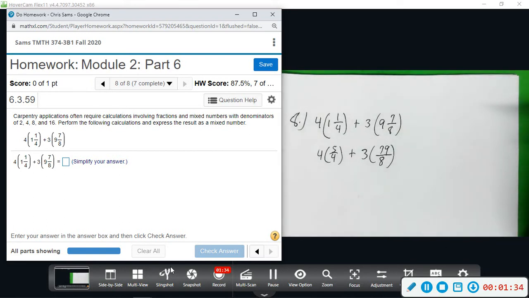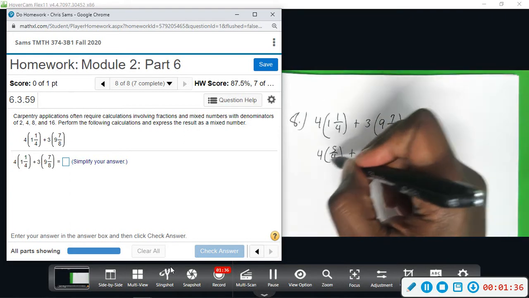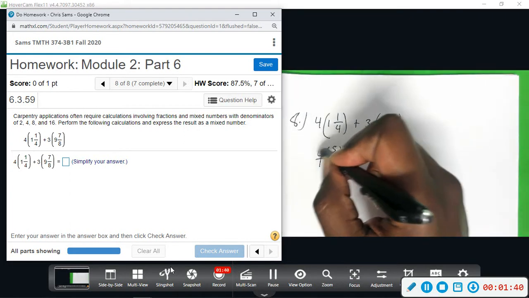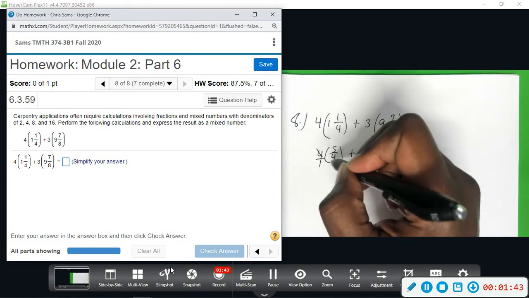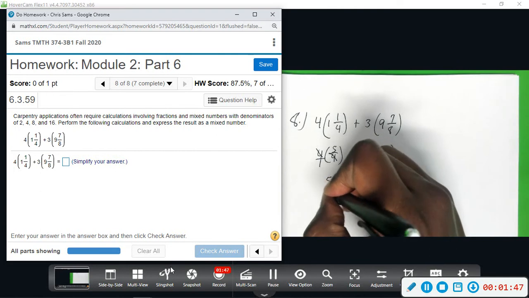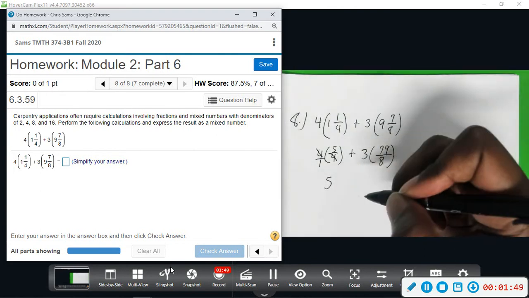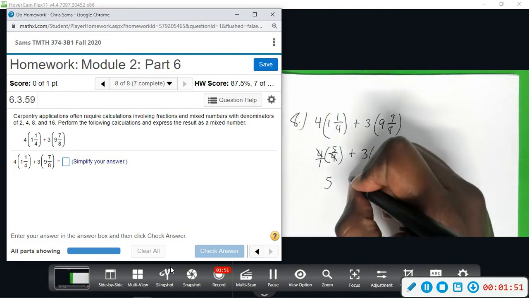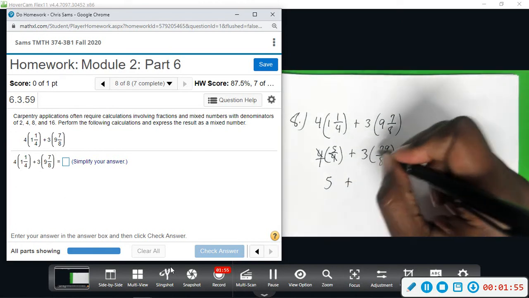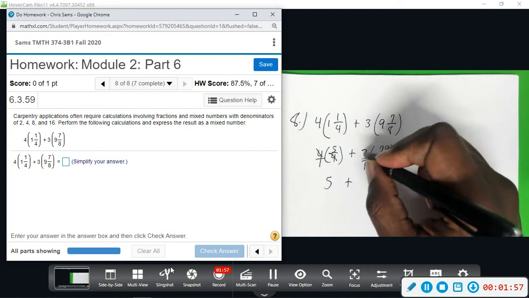Okay. Now, when we multiply, this is a fraction, 4 over 1. When you multiply top times top, we can actually reduce, divide by 4. So this side is just going to leave us with the whole number 5. And then plus, we have to multiply this by 3. This time it won't reduce, so this is 3 over 1.